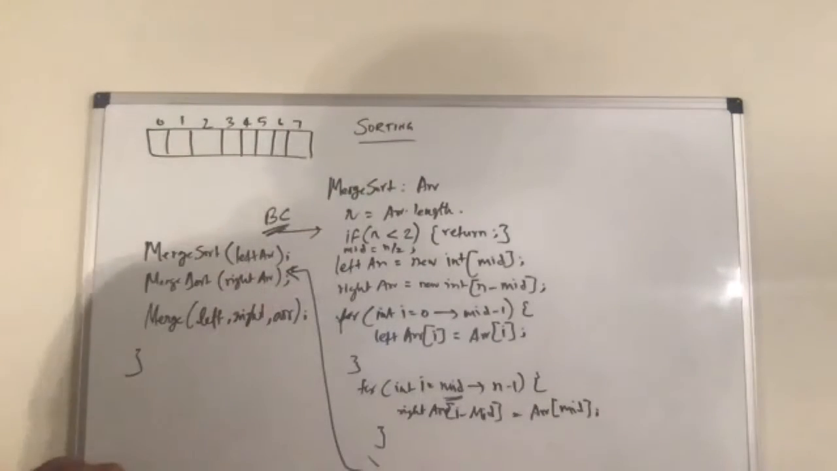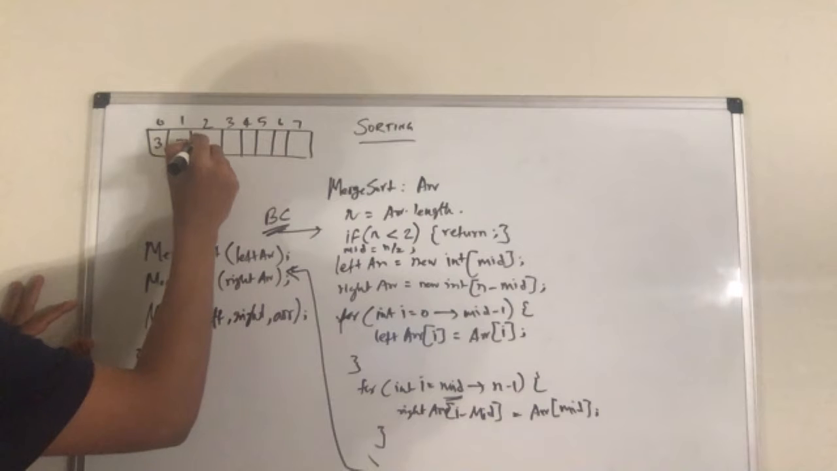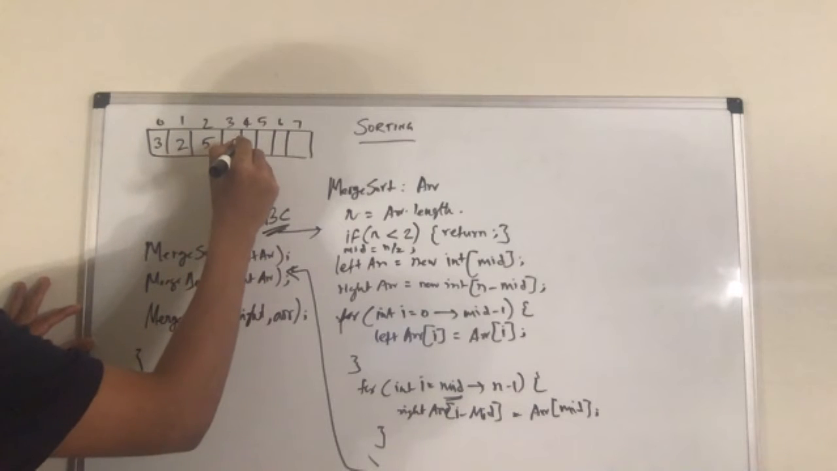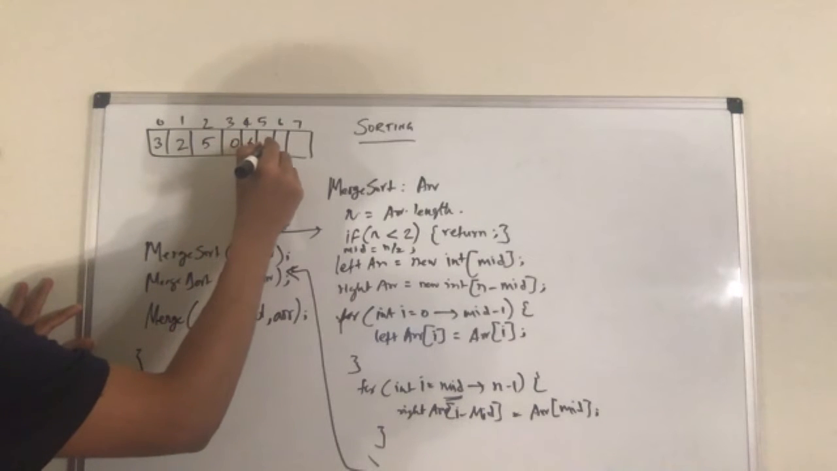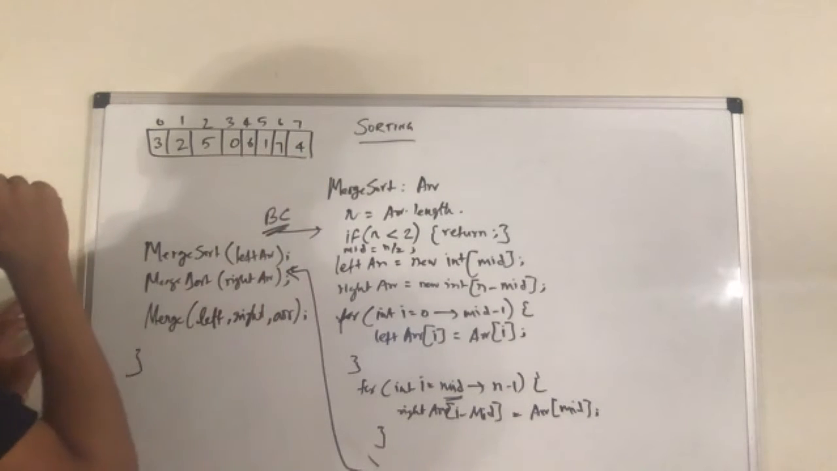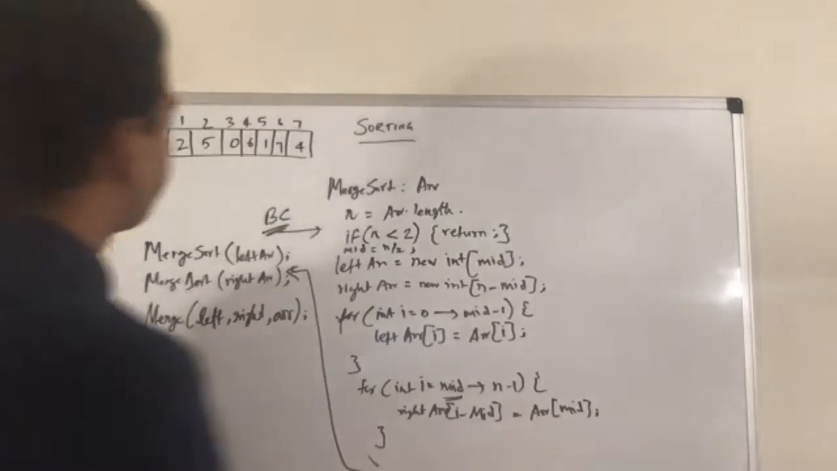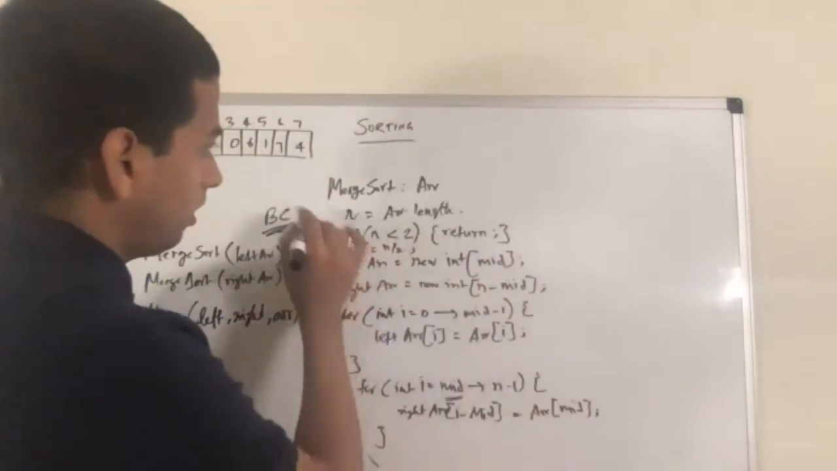Let's take this original example. Let's fill some values: 3, 2, 5, 0, 6, 1, 4, 7. Okay, something like this. I've just taken some values. Now I'm applying it in this original array.